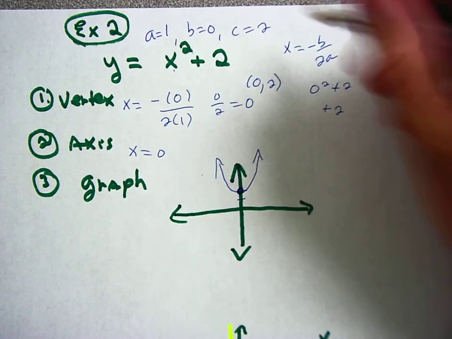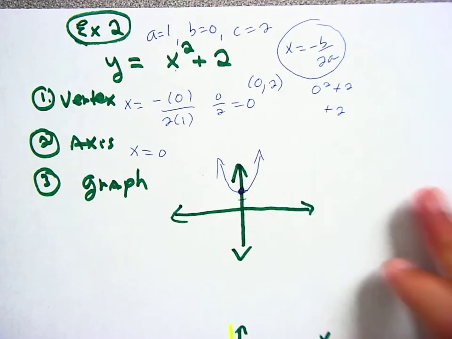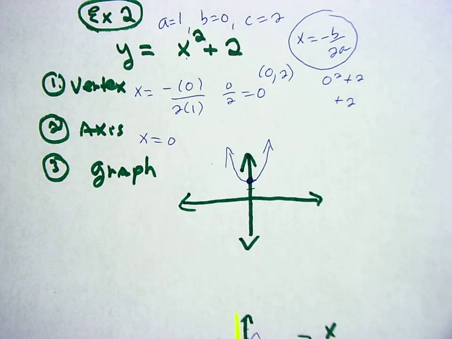Make sure you have this formula, negative b over 2a. This is quadratics in standard form, where you don't have the vertex form.